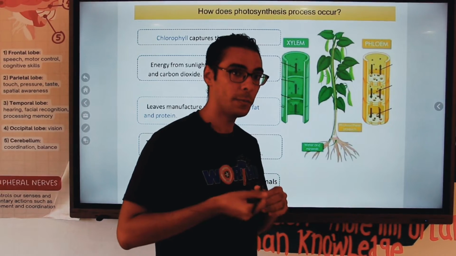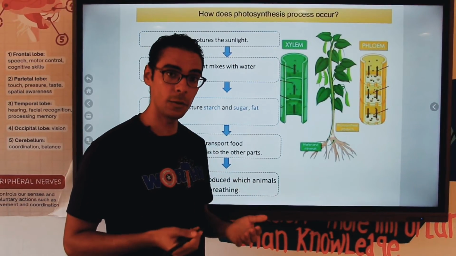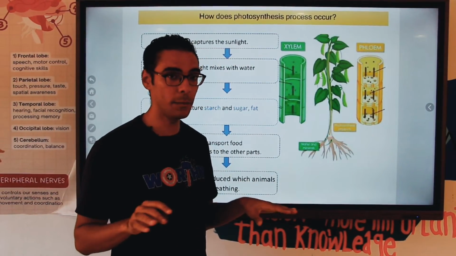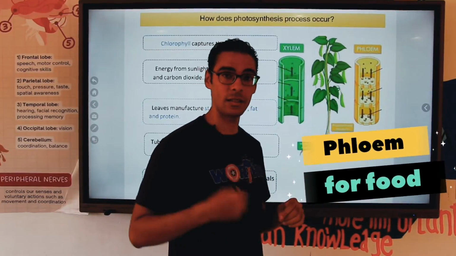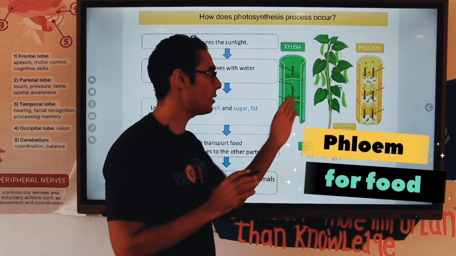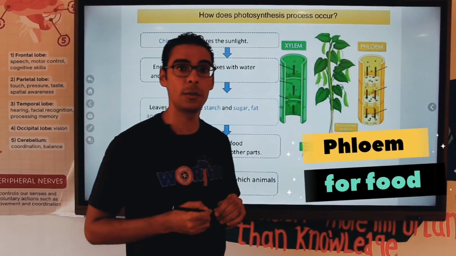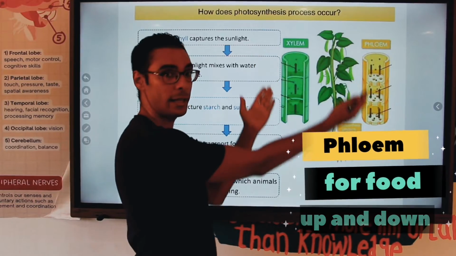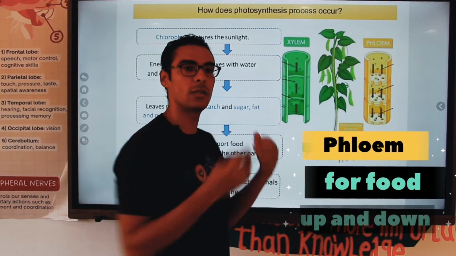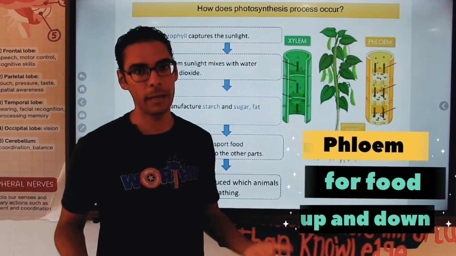But we have a new piece of information here. Another tube is found in the stem, which is really important. It's going to be phloem. The phloem is another tube found inside the stem, and it's responsible for delivering the food that is created by the plant leaves downward to distribute the food all over the plant parts.